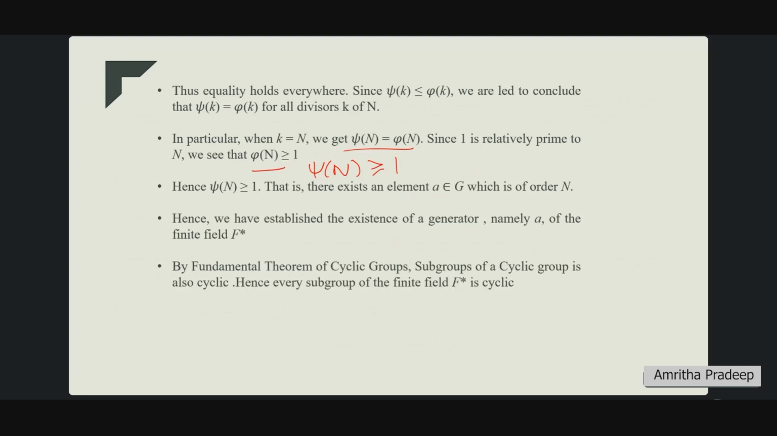Moreover, by the fundamental theorem of cyclic groups, we can say that any subgroup of a cyclic group is cyclic. So every subgroup of f star is cyclic. Once we know how important it is to know whether a group is cyclic or not, because many properties can be studied if we know a group is cyclic, this has made our process much easier. If the field is infinite, we cannot have a generalized theorem because some fields can be cyclic while some cannot be. So this is only for finite fields.